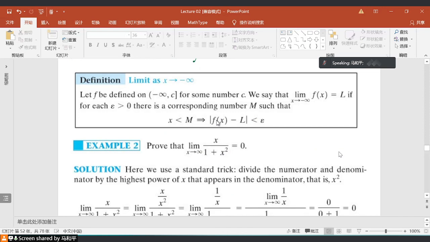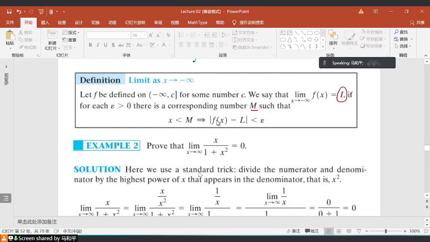And also we will give the definition as x approaches negative infinity. We define f on minus infinity to c for some number c. We say that the limit is L if for each epsilon greater than 0, there is a corresponding number M, such that x less than M implies that the absolute value of f(x) minus L is less than epsilon.